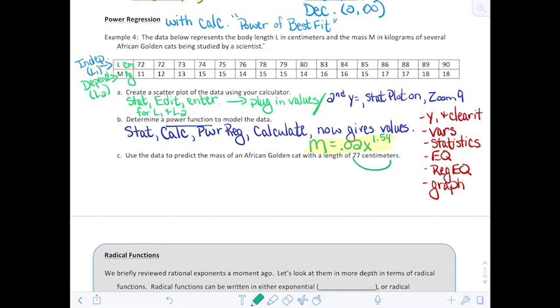So you could always plug 77 centimeters in for X. You can go to your table and go to 77 there, or you can go to value and have it calculate the value with 77. That shouldn't be a problem. Let me know if you can't get that and I can help you. But using my equation, the mass I got was 14.08 kilograms. Okay, and yours should be very, very close to that.